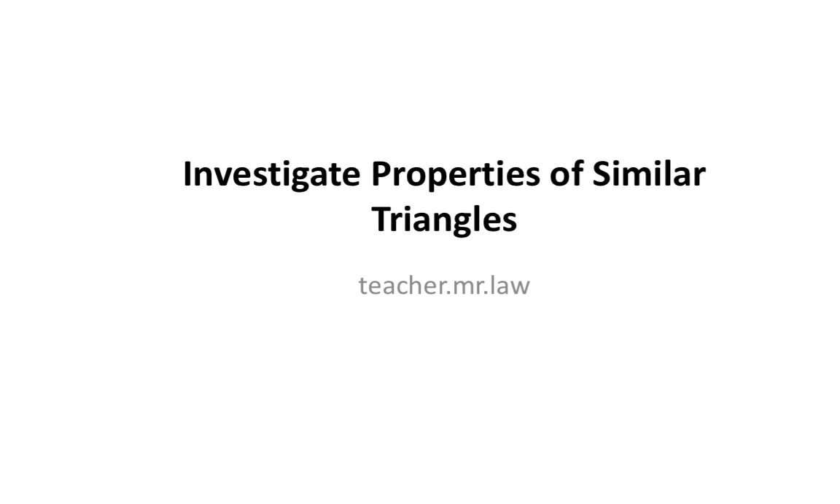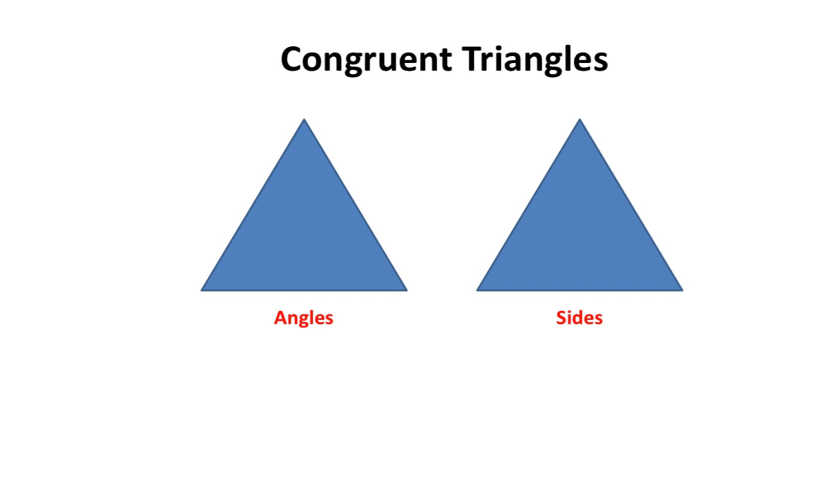In today's lesson, we'll be investigating properties of similar triangles. I have two congruent triangles. Let's label each of their vertices. In congruent triangles, both corresponding angles and corresponding sides are equal.